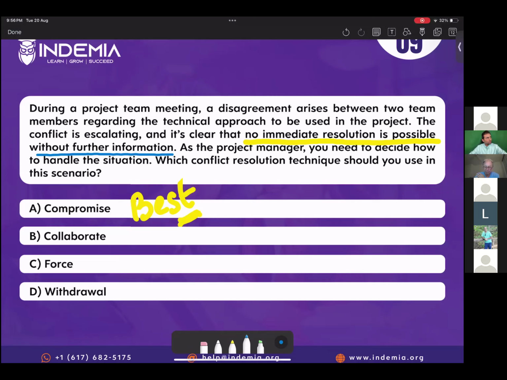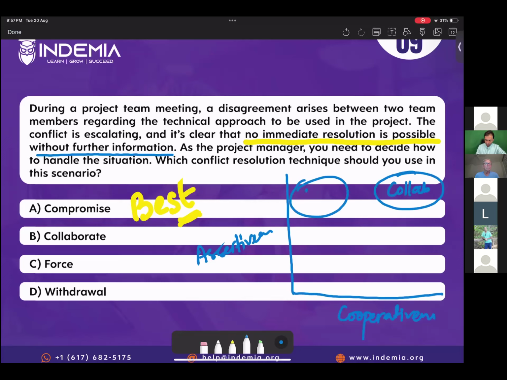So this question is from the Thomas-Kilmann Conflict Resolution Mode, where we discussed 5 strategies to handle conflicts, right? So if you recall, it is something like this. Quickly, if I explain, along one axis we have cooperativeness, and along the other axis we have assertiveness, right? So we have 5 different strategies. Here we collaborate, here we force, here we accommodate, here we withdraw, and in the middle we have compromise.